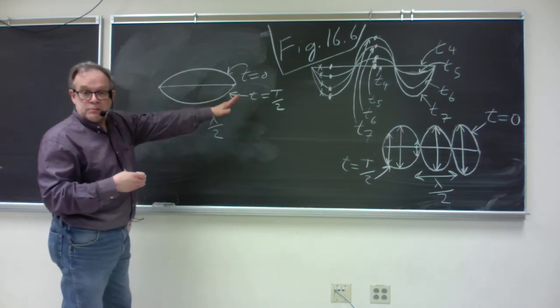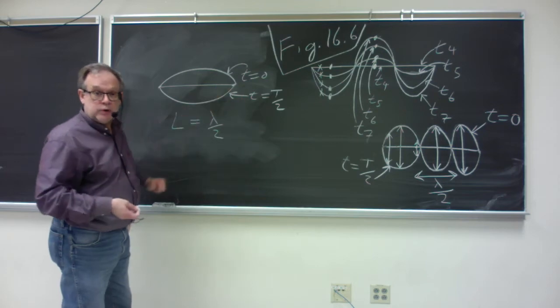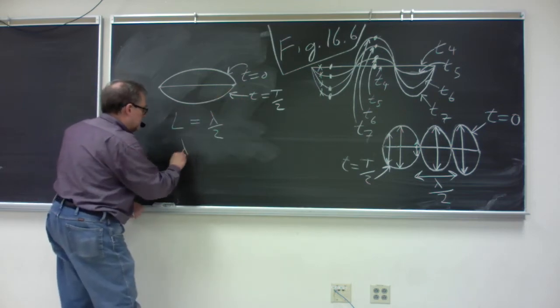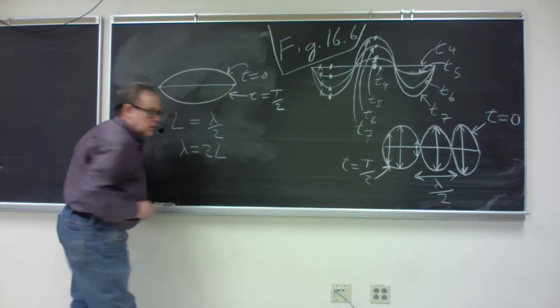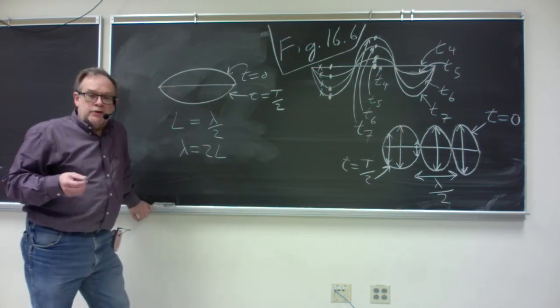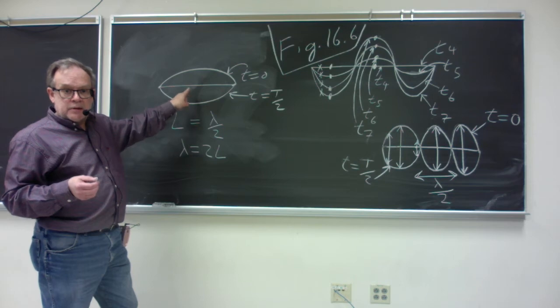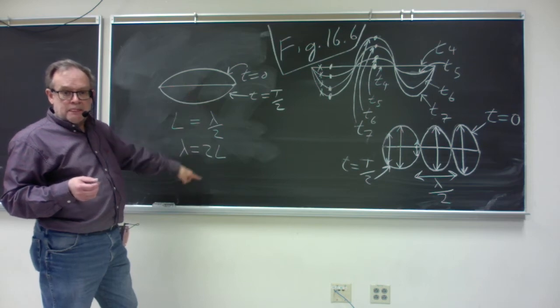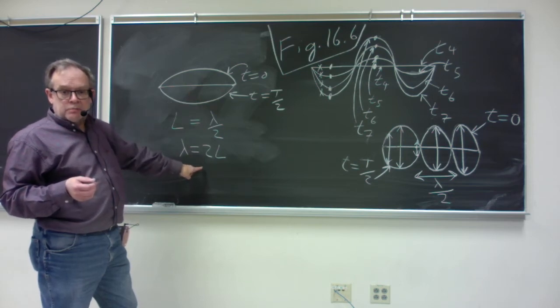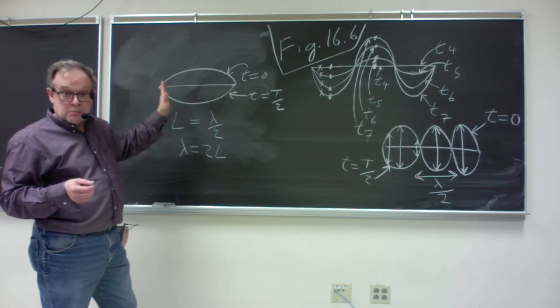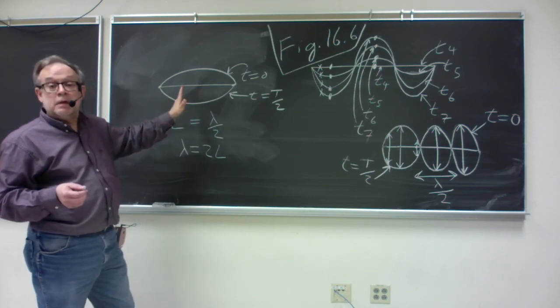One step, just between one node and the next, that's the whole string length. Or to put it another way, the wavelength of the traveling waves that combined to produce this standing wave is equal to twice the string length.